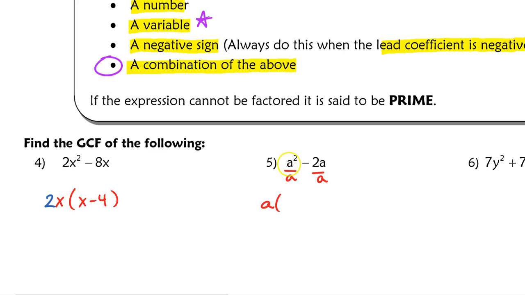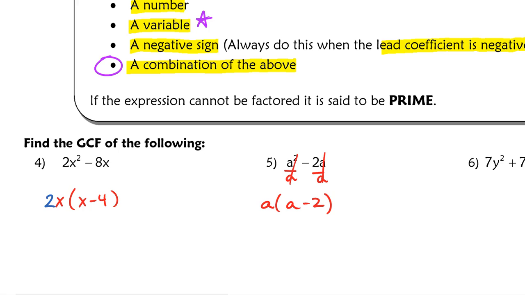So left over here, a squared divided by a, well, one of those a's is going to cancel in the top with the bottom a, and we're left with just an a. When I take negative 2a and I divide it by a, those a's are going to cancel and I'm left with negative 2. So my final expression here, when I factor it and take out that GCF, will be a times a minus 2.